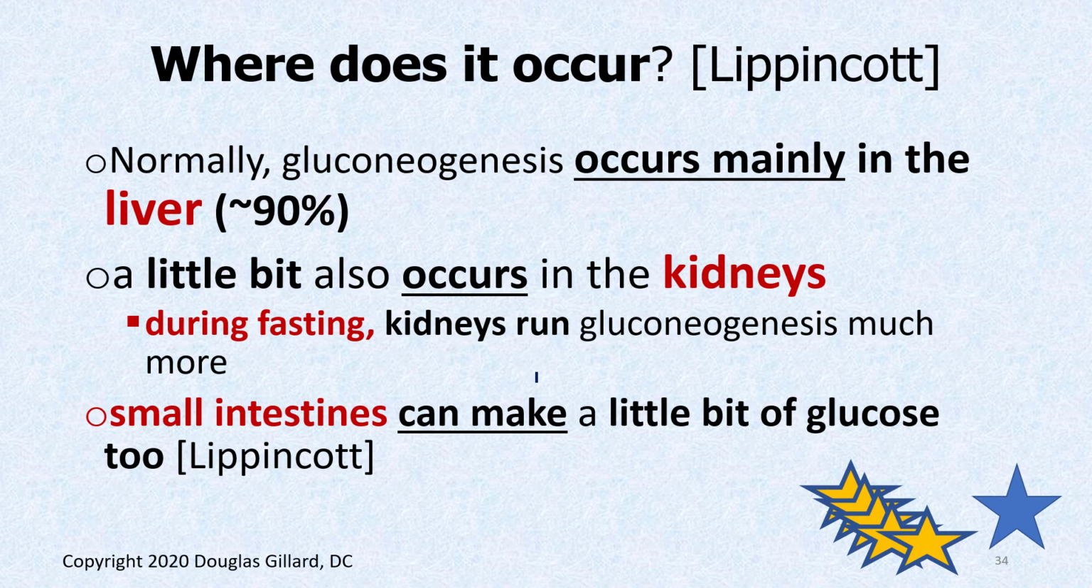Where does it occur? Well, the liver, you probably know that. 90% of it occurs in the liver. The kidneys actually run a little bit of it. If you are fasting, starving, the kidneys ramp way up. The liver actually drops a little bit and the kidneys ramp up. Even the wall of the small intestine, some of those cells can run a little bit of gluconeogenesis as well.